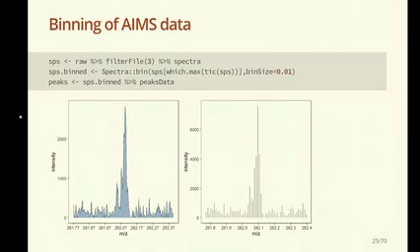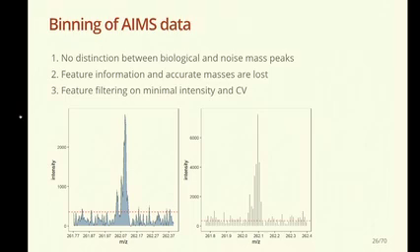But it's a very simple thing to do. Of course, there's no distinction between biological peaks and noise mass peaks. You effectively bin all of the data, you include all of the data. The accurate mass is lost, the feature information is also lost.